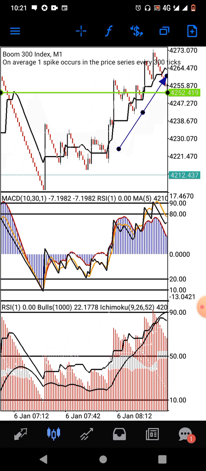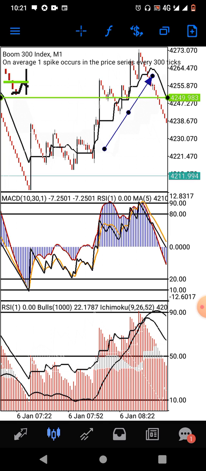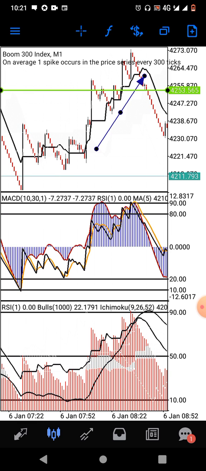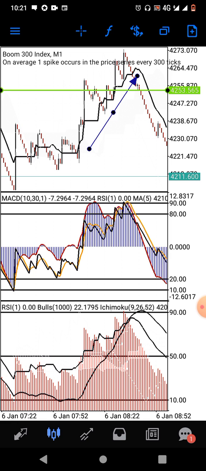Now if we keep pushing further, you see that the crossover happened, and then you take your sell, just like at this point where we have this line. So you take your sell. You can take 10 candles or 20 candles, but you don't have to be greedy.